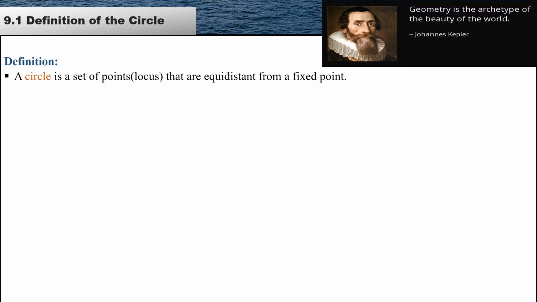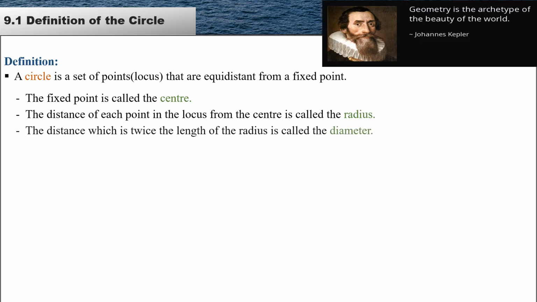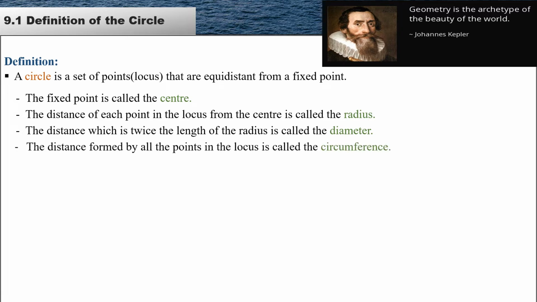A circle is a set of points, or what we call a locus, that are equidistant from a fixed point. The fixed point is called the center. The distance of each point in the locus from the center is called the radius. The distance, which is twice the length of the radius, is called the diameter. And the distance formed by all the points in the locus is called the circumference.